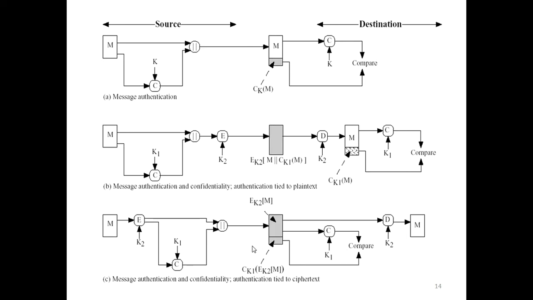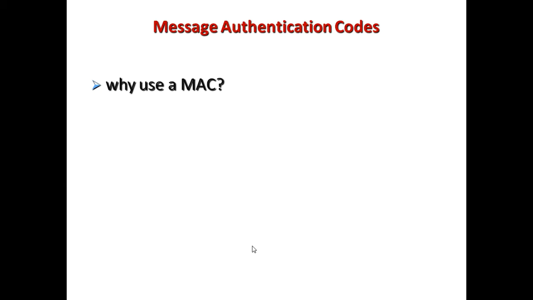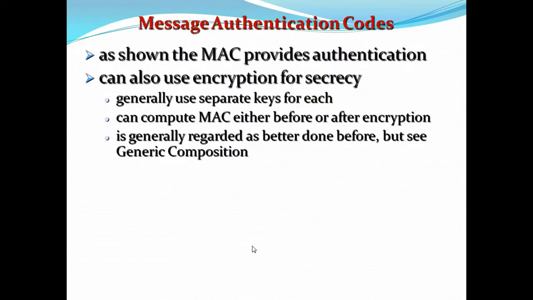This is about the MAC code. It is similar to confidentiality, but the thing is it is not reversible. Now, just a little bit of fundamentals. What is the main use of this? MAC provides authentication. You can also use encryption for secrecy. Generally, use separate keys for each: one kind of key for authentication and a separate key for encryption. Both are secret keys. You can compute the MAC either before or after encryption. Previously, you saw the MAC code tied with plain text and tied with ciphertext, and it is generally regarded as better to do it before.